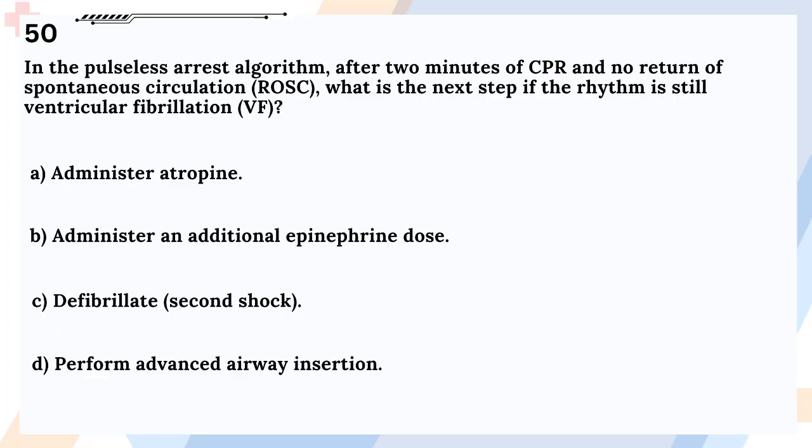Question 50. In the pulseless arrest algorithm, after 2 minutes of CPR and no return of spontaneous circulation, ROSC, what is the next step if the rhythm is still ventricular fibrillation, VF? A. Administer atropine. B. Administer an additional epinephrine dose. C. Defibrillate, second shock. D. Perform advanced airway insertion.